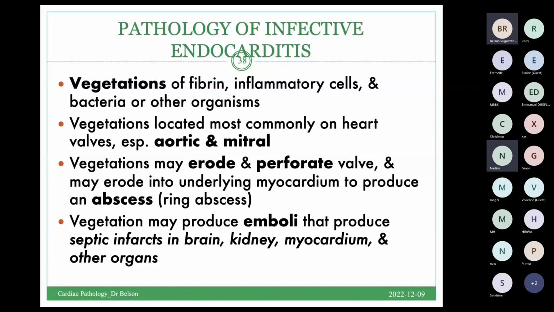Vegetation may erode or perforate valves. Of course, if the valves are eroded or perforated, regurgitation of the blood will take place. They can also produce emboli, and this will produce a septic infarct in the brain. An embolism composed of just a blood clot is one thing, but when it is composed of bacterial material, imagine a mass of bacteria reaching the brain: there will be a severe inflammation and infection.